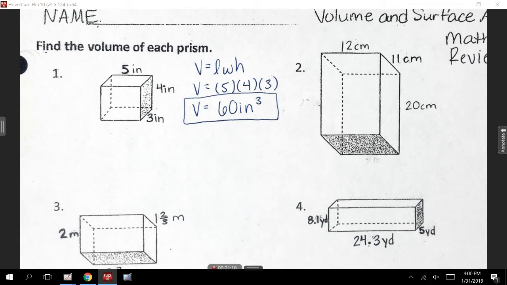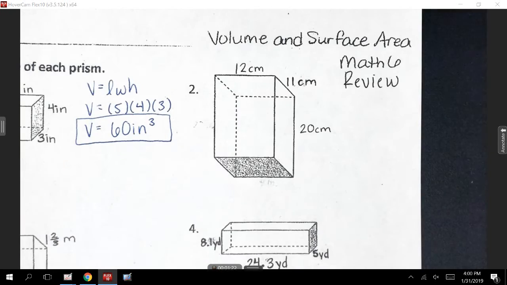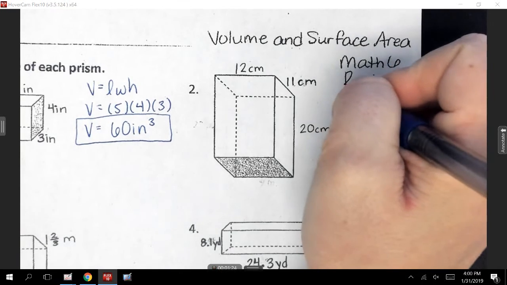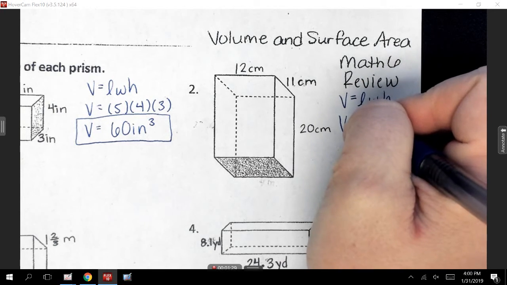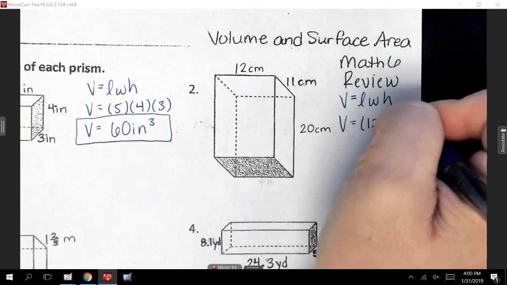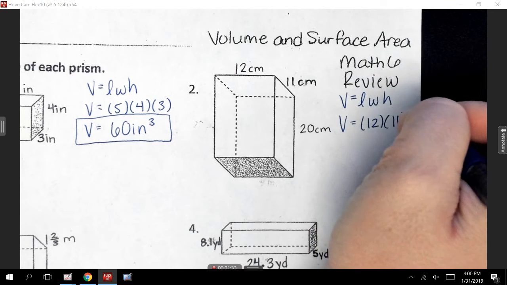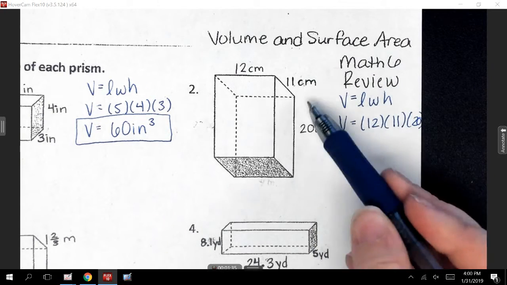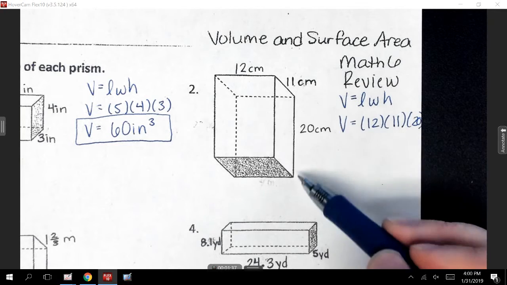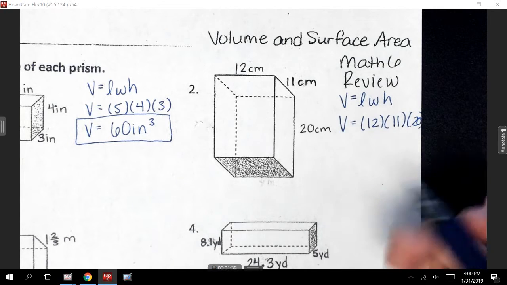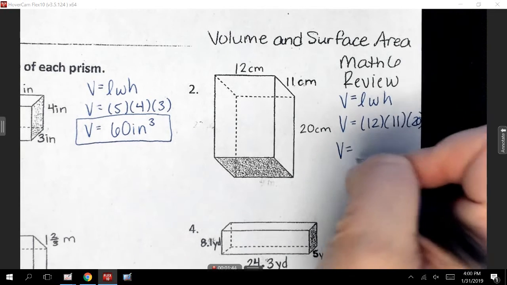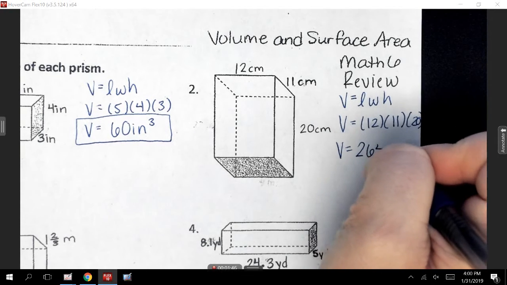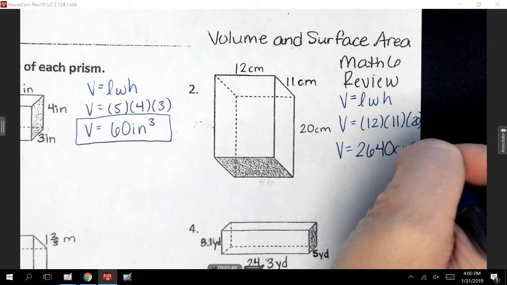Alright, so for the second one, we're going to do the same thing. We're just going to write out our formula, plug in our numbers, and write an answer. So volume equals length times width times height. Volume equals, we can do 12 times 11 times 20. And if you want to always make sure that up and down, that would be our height here because of how this is positioned. That's a great number to use for your H. So V equals 11 times 12 times 20 should give me 2,640 centimeters to the 3rd.